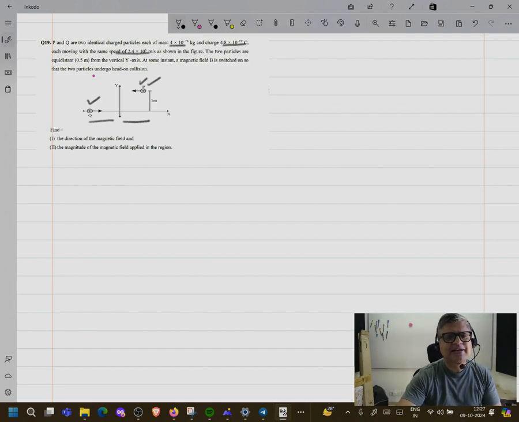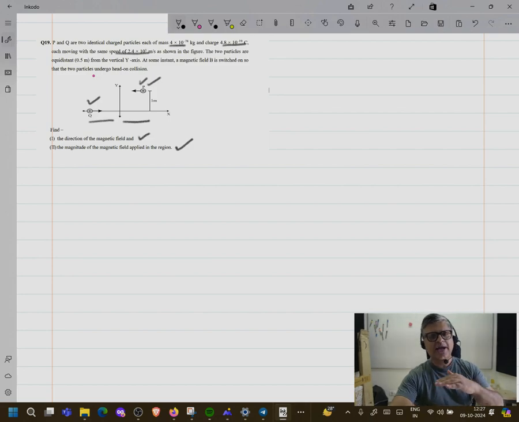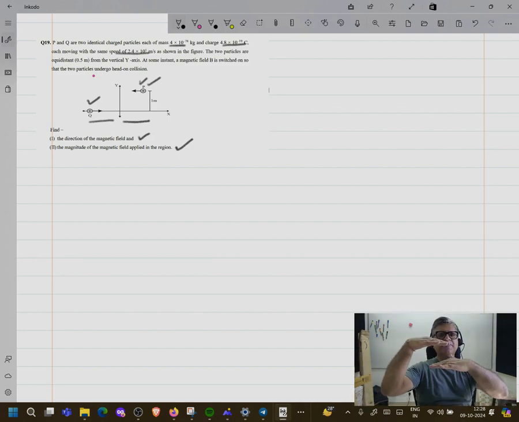At some instant, the magnetic field B is switched on so that the two particles undergo a head-on collision. So what is the direction of the magnetic field? First we have to find that, and then the magnitude of the magnetic field. Our final goal is that they move in a certain manner so that the collision happens. If they are moving parallel, the collision will not happen.